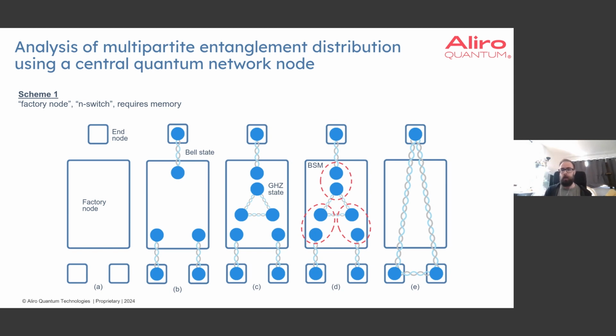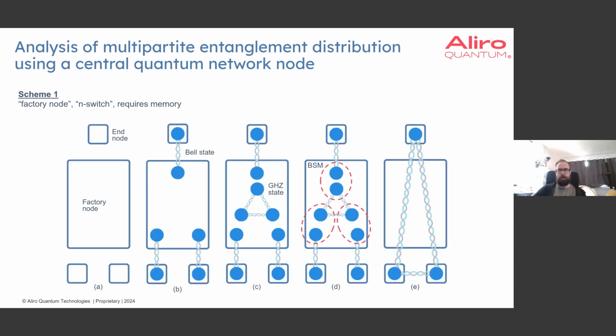And then we simply teleport each of those qubits to their respective end nodes. That is, we do three Bell state measurements as in the figure, and you're able to teleport whatever state you generate in the central node to the end nodes. So that's one of the models of a central node that they look at in this paper, and the one that they focus on more.